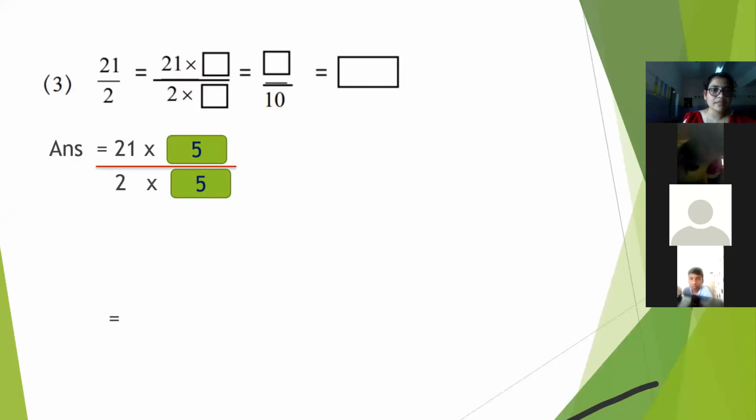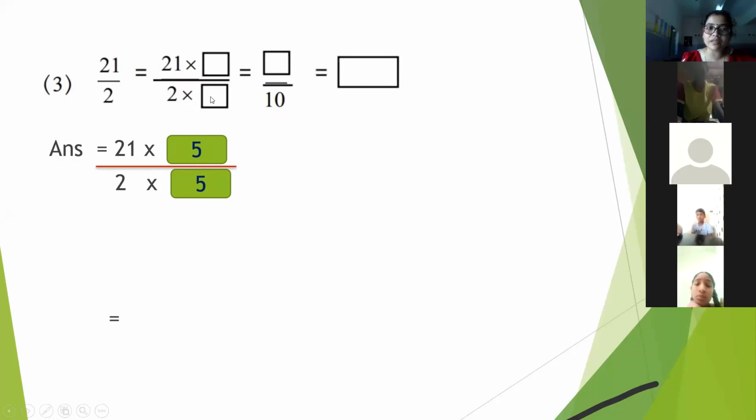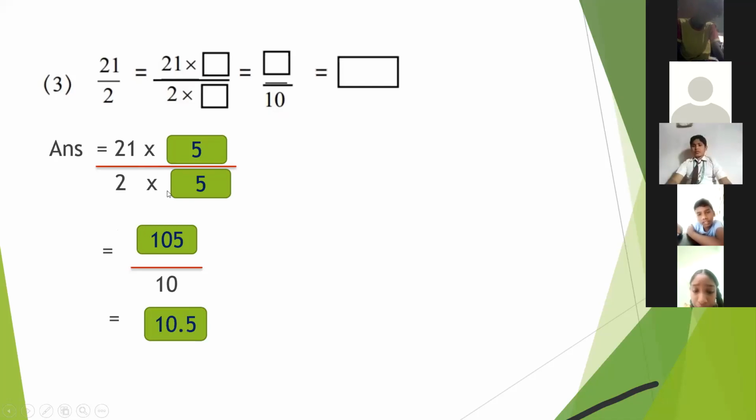Mute yourself. See, if you multiply 21 by 5, first you see 2 multiplied by 5, you are getting 10. So the same number you have written here, 5 in denominator, you will write 5 in numerator also. Okay. 21 multiplied by 5, what you are getting here? 105, and 5 into 2, that is 10. So after 1, 0 is here, so you will move one place. 10.5 you are getting as the answer.